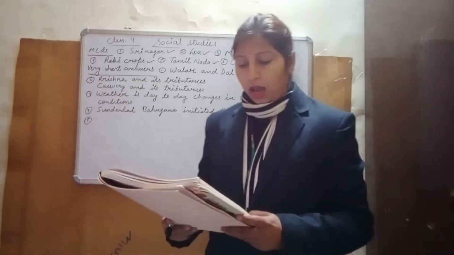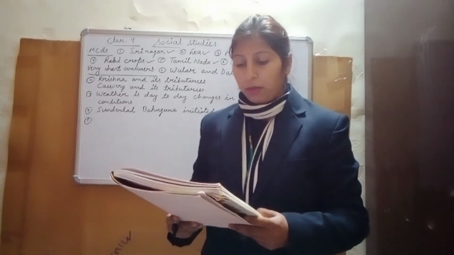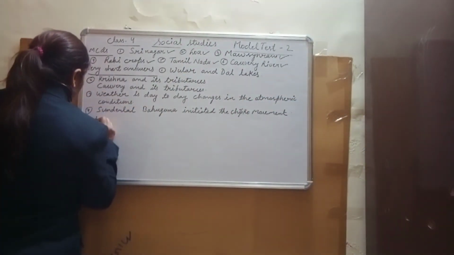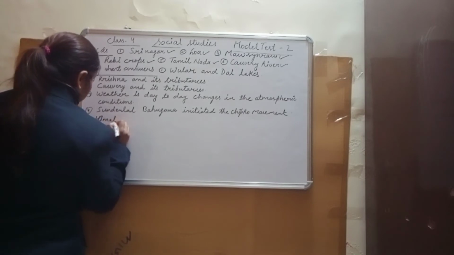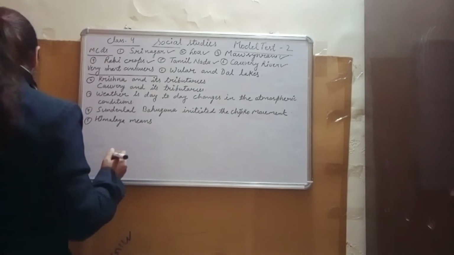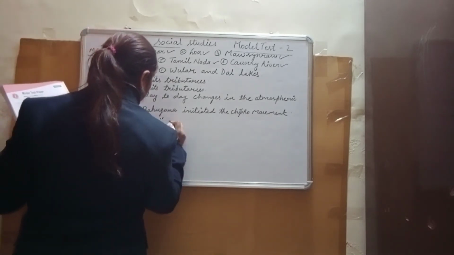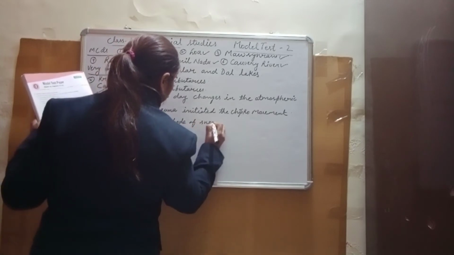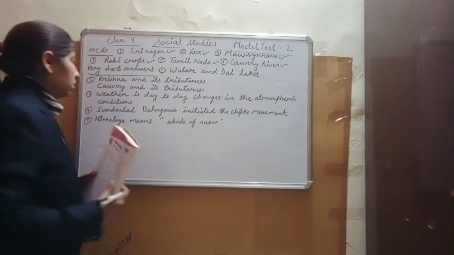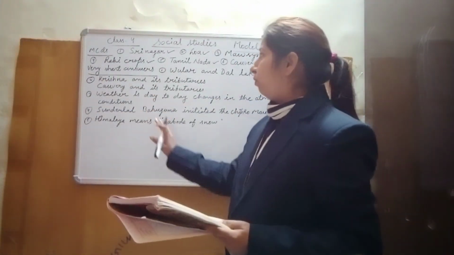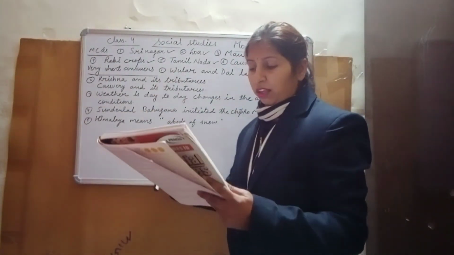Then next question we have, what does Himalaya mean? That also we have already done. What does Himalaya mean? Himalaya means abode of snow. Write down the answer in your notebook. So today we will solve only answer number 1 to 5.